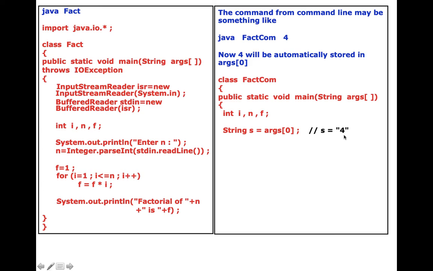Now, have you ever studied how to convert a string to an integer? Of course you have. What is the method for that? Parse int. So I will write n equal to, come on, tell me, Integer.parseInt(s). So s is string 4, which gets converted to integer and then assigned to n. So now what is the value of n? Well, it is 4, integer 4. So now we have n, which is integer 4.